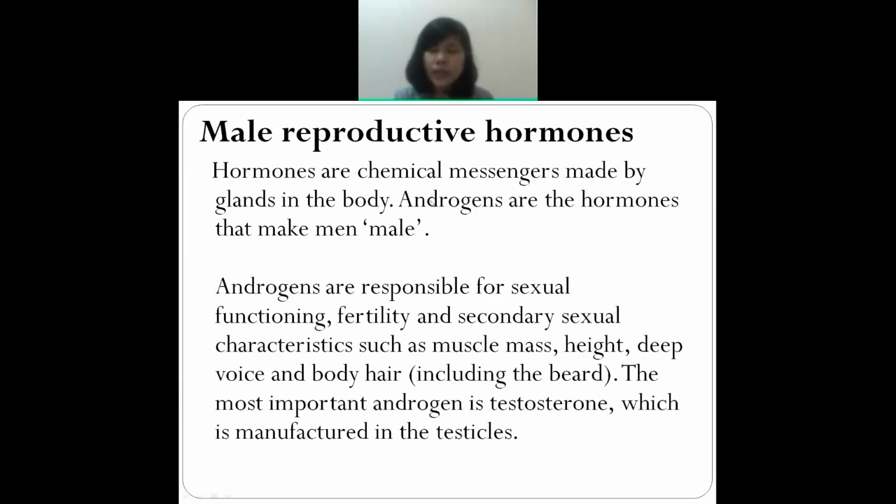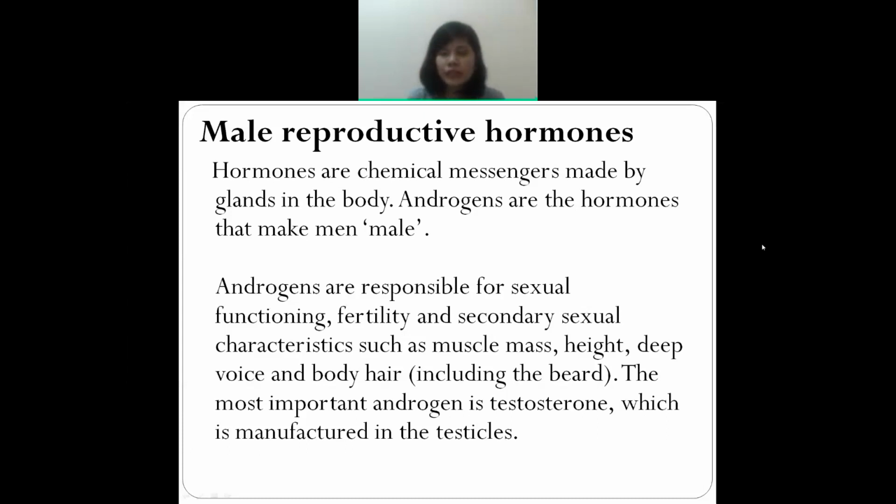That is the androgens. So this is the name of the male reproductive hormones. This androgen, what does it do? The androgens, they are responsible for what? Sexual functioning. Understand? They help in sexual functioning of the male reproductive part, and also fertility, and also muscle mass. Muscle mass means what?